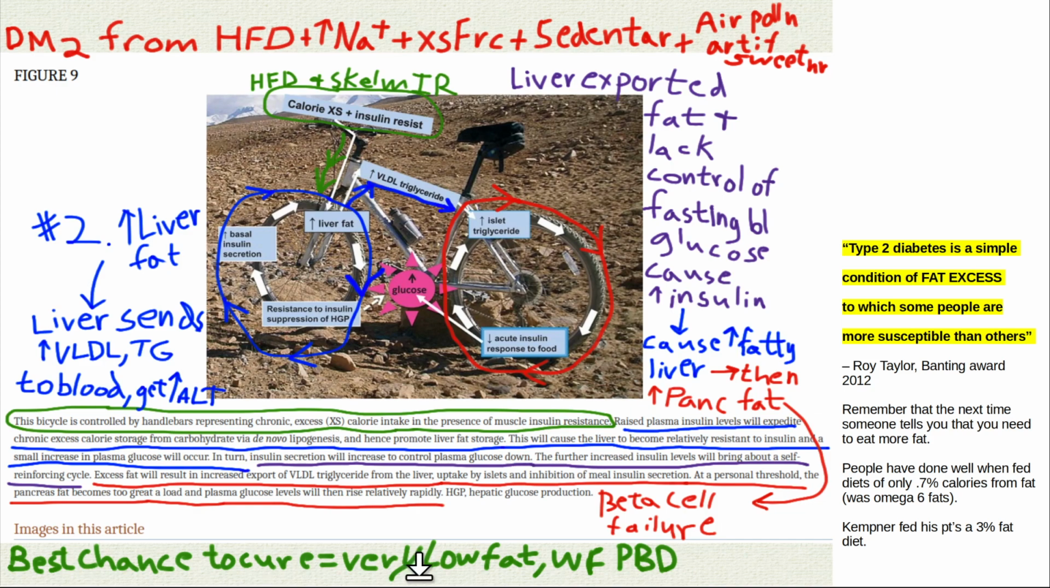The patient should eat a very low-fat, whole food, plant-based diet. Okay? And now here's a great quote from Roy Taylor. Type 2 diabetes is a simple condition of fat excess to which some people are more susceptible than others. And that's funny. It's funny because the typical ignoramuses will tell these diabetics, oh, you should eat ketogenic, paleo, all this nonsense. The problem is fat accumulation causing insulin resistance.